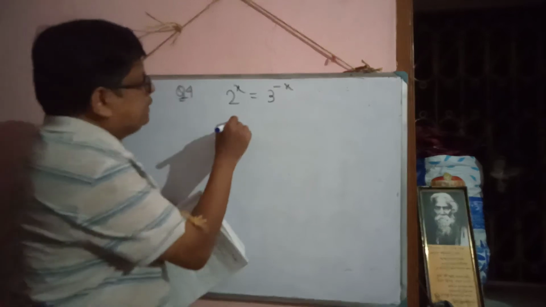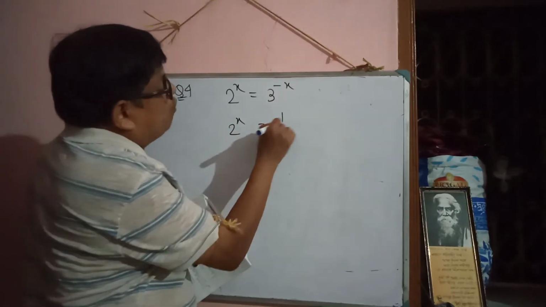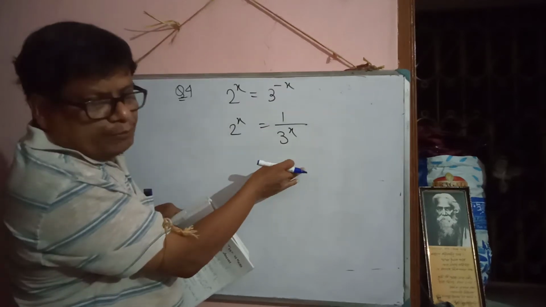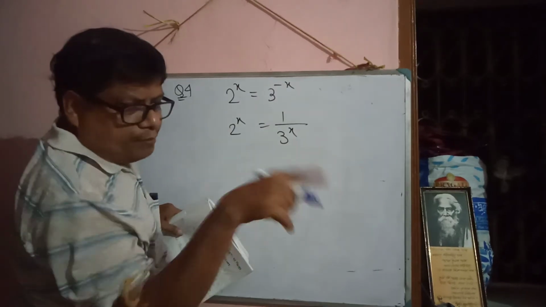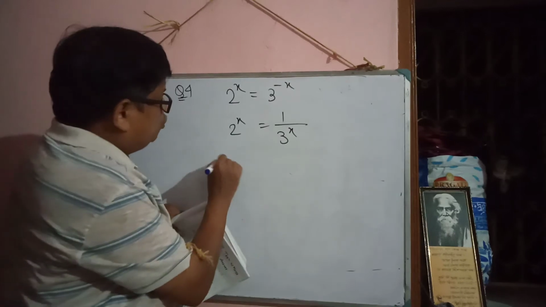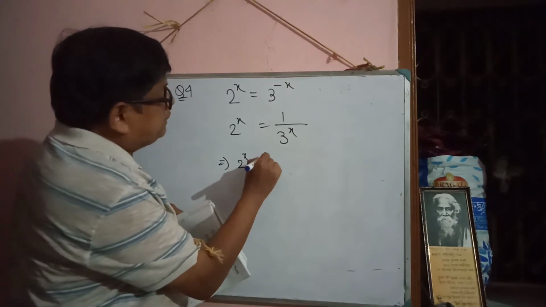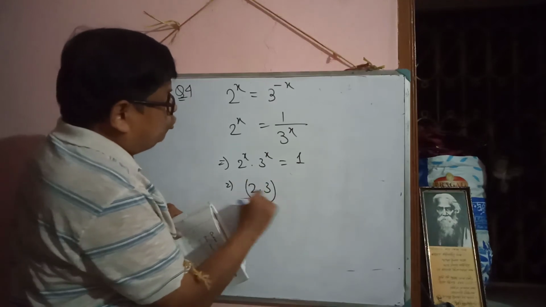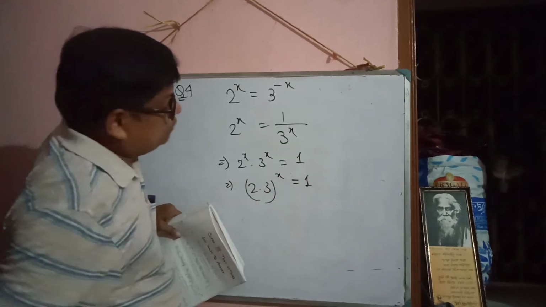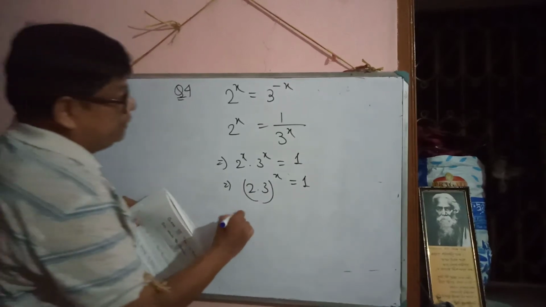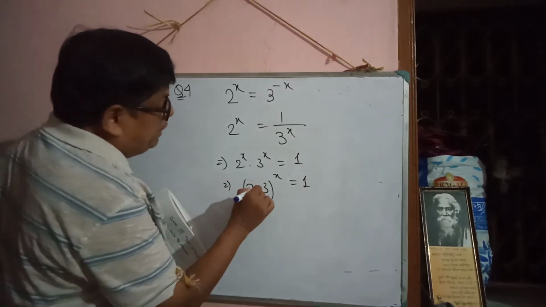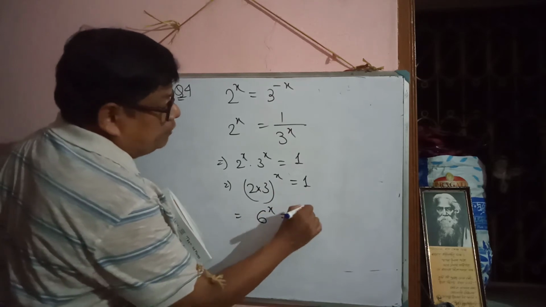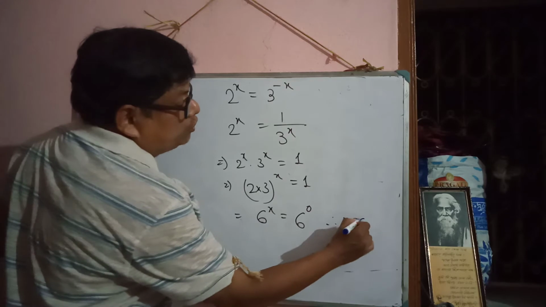So this part you can write 2 to the power x equal to 1 by 3 to the power x. A negative power, 1 upon, becomes positive 3 to the power x, already discussed in previous class. Now 2 to the power x into 3 to the power x whole equal to 1. Now this part, 2 into 3 whole to the power x equals 1. 2 into 3, this is multiplication, not decimal, okay? So 6 to the power x, we can write 1 as 6 to the power 0, so we can write x equal to 0. This is the answer.